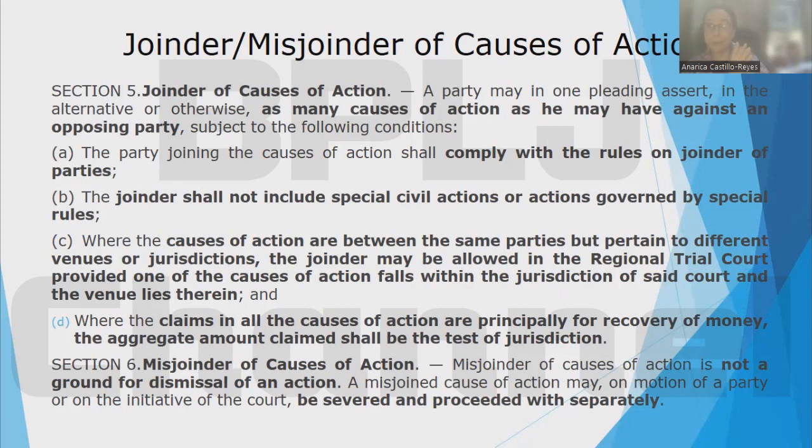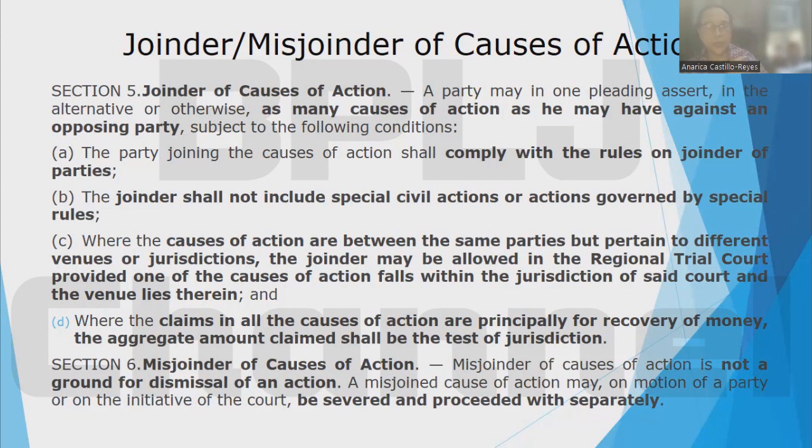Now go to the last topic for this session, joinder or misjoinder of causes of action. What is joinder of causes of action? Under Section 5, Rule 2, a party may, in one pleading, assert in the alternative or otherwise as many causes of action as he may have against an opposing party, subject to the following conditions. First, the party joining the causes of action shall comply with the rules on joinder of parties, which will be our next topic, joinder of parties.